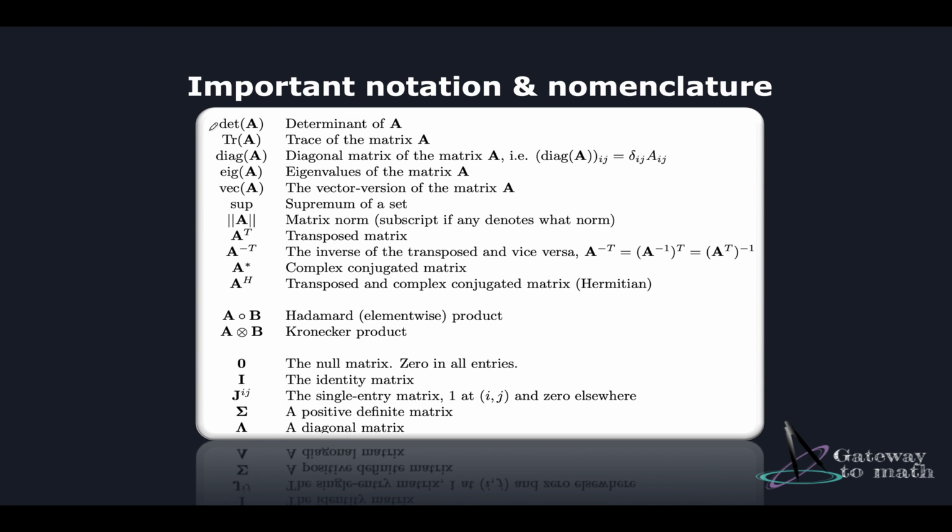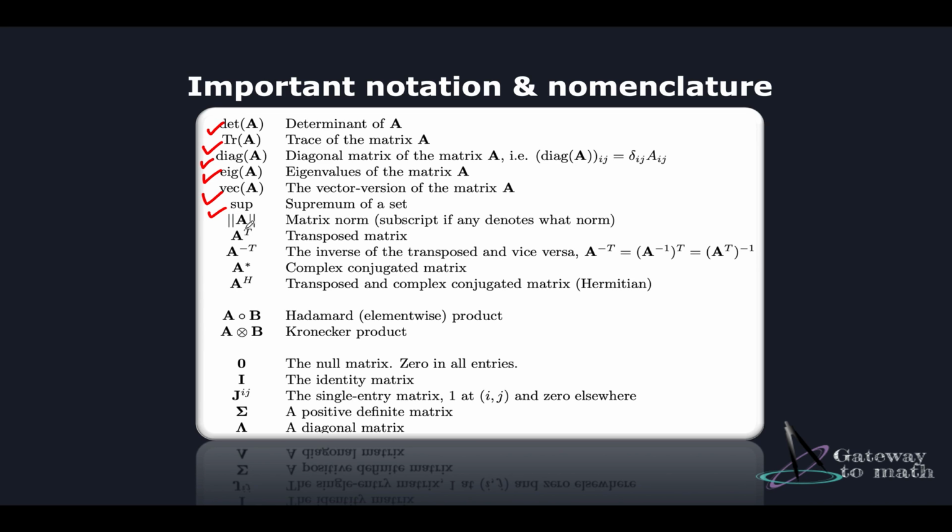Determinant of A will be represented as det of A. Trace of the matrix A will be represented as tr of A. Diagonal matrix will be represented as diag of A. Eigenvalue of the matrix will be represented as eig of A. Vector version of the matrix will be represented as vec of A. Supremum of a set will be represented as sup.